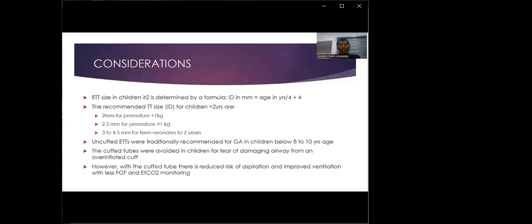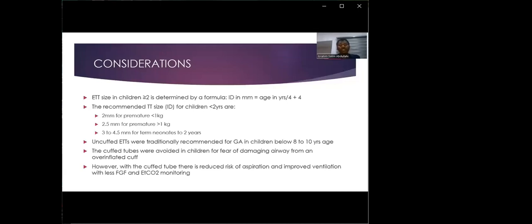children greater than 2 years, which is determined by a formula. The internal diameter in millimeters is equal to age in years divided by 4, plus 4. So the recommended tracheal tube sizes for children less than 2 years are 2 millimeter for premature neonates less than 1 kg, 2.5 millimeter for premature neonates greater than 1 kg, and 3 to 4.5 millimeter for term neonates and up to 2 years.